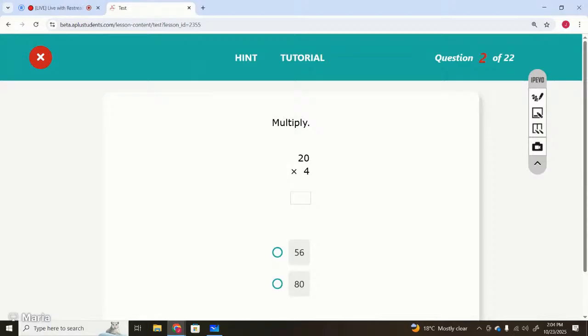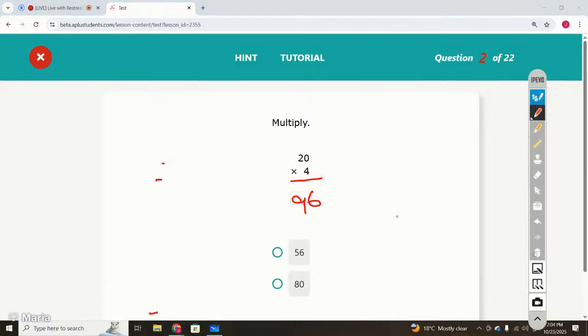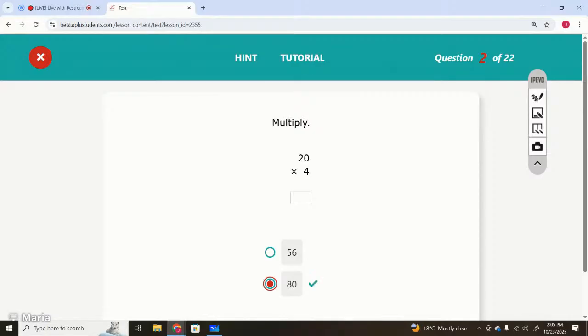Multiply 20 times 4. So start multiplying the ones. 4 times 0. Any number multiplied by 0, the answer is always 0, right? Then you have to multiply the tens digit, 4 times 2. 4 times 2 is 8, so that is 80. So option number 2 is the correct option. 40 times 2 is 80.